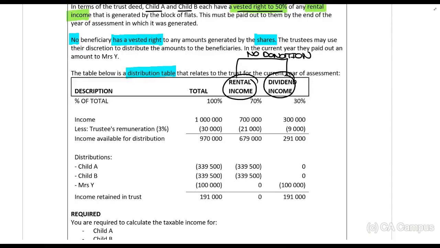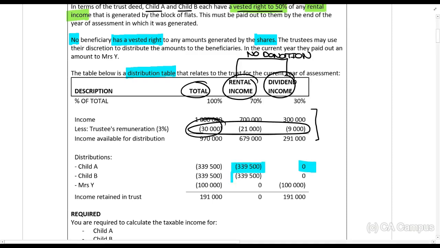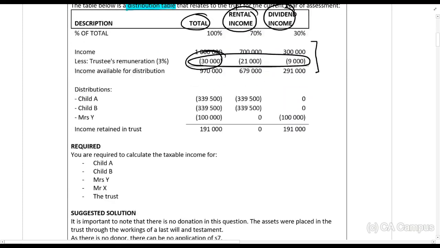Okay, so first up, you'll see usually this is common to see income less trustees remuneration. This trustees remuneration over here, right, so there's a total column. That amount will be taxed in the hands of the trustee as gross income. You are concerned with the following. Each of these, well, not the total column, just be careful. Each of these amounts that I'm highlighting, you need to be able to discuss who is going to be taxed on it. That's what we do with the question. So they ask you to calculate the taxable income for child A, child B, Mrs. Y, Mr. X, and the trust.